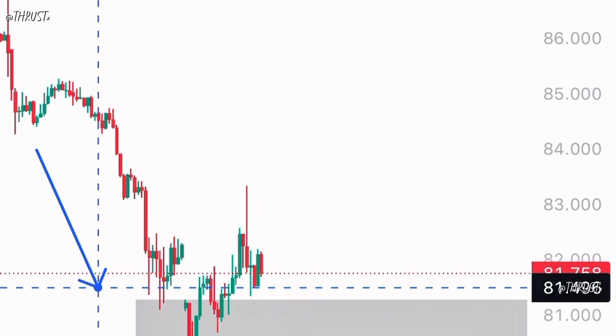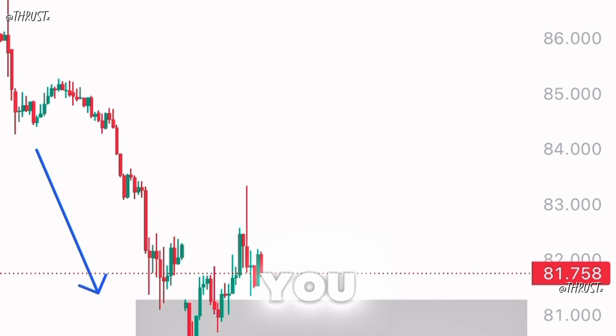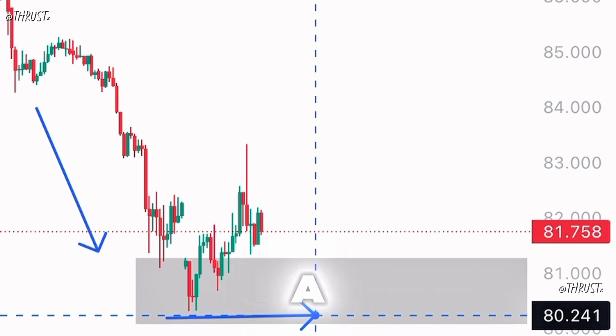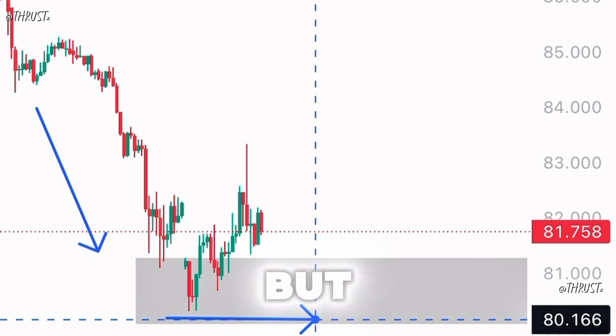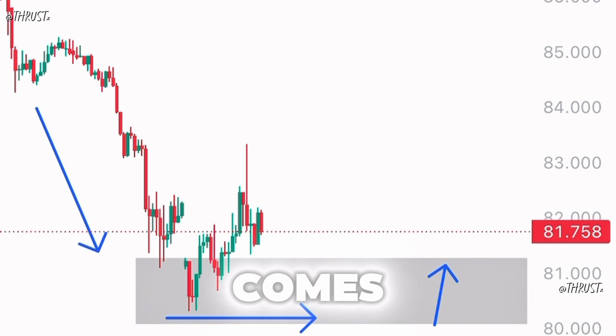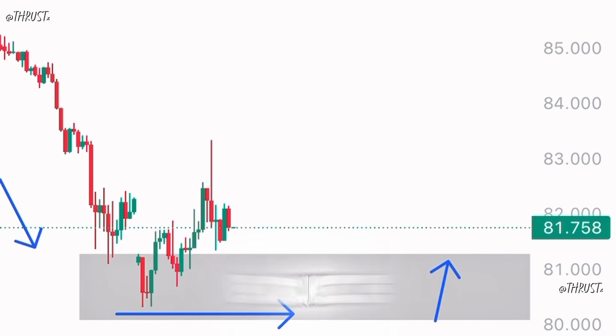So we are having a drop. You can see we are having a drop, and then now we have a base, and then last but not least we are having a rally. Okay, so when price comes back to the area, we know it's going to bounce back.